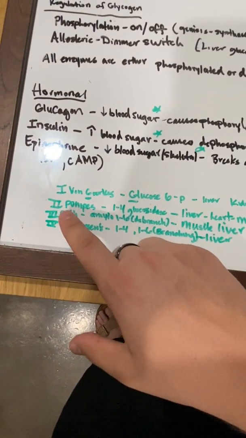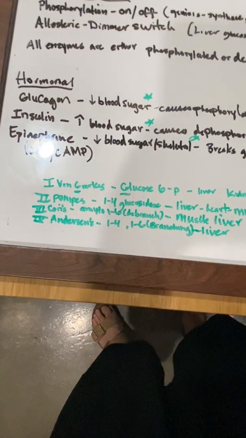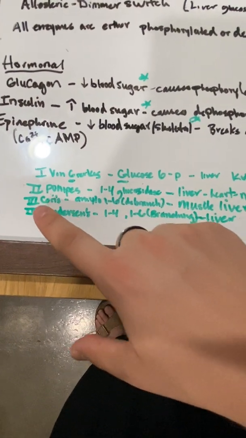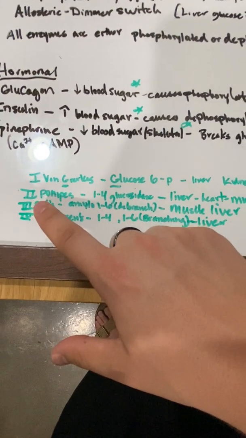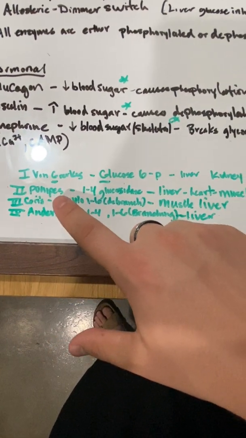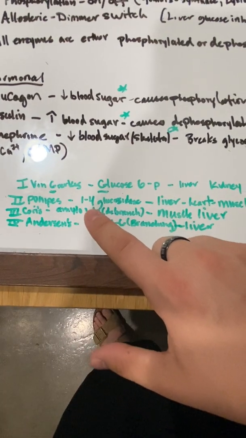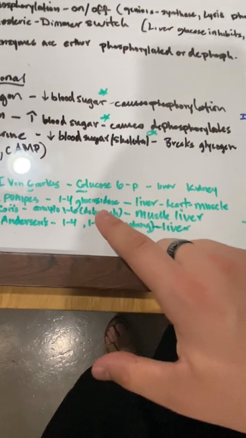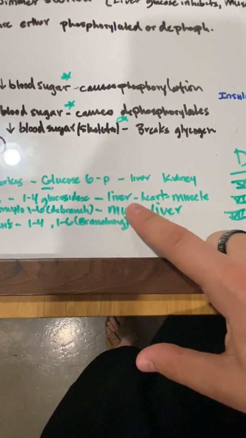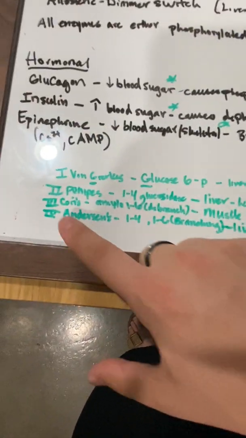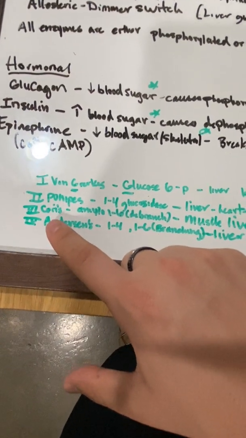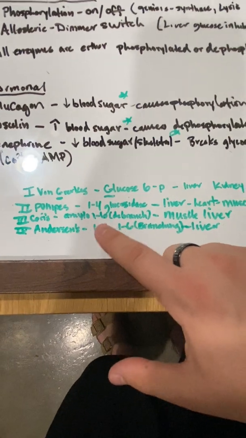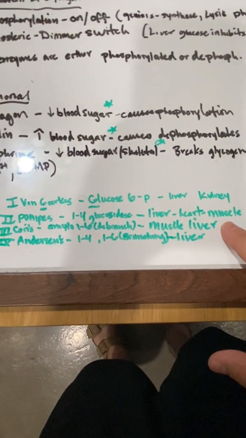For the second one, we have the Pompe's. It's kind of goofy. Think about there's 2 P's in it, so that's where you get the 2 from. And the P's are also the first and fourth letters, so it's going to be the first and fourth glucosidase. I'm probably mispronouncing stuff. This one's in the liver, the heart, and the muscle. We have the Cori cycle, or the Cori. This one's going to be the 1,6, so this is the debranching enzyme. It's in the muscle and the liver.